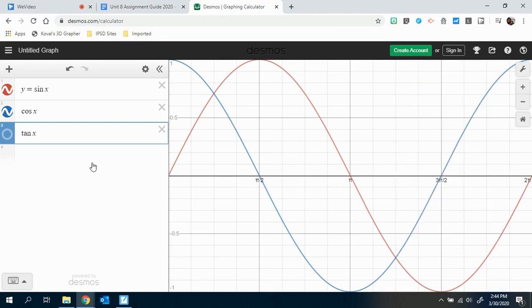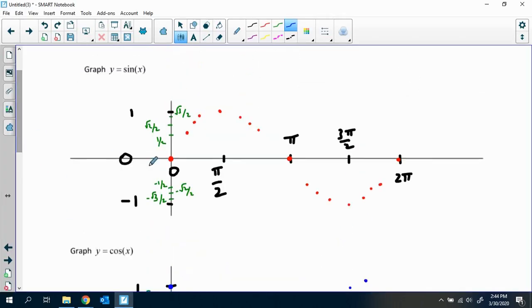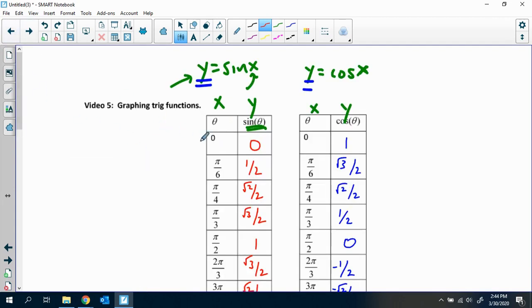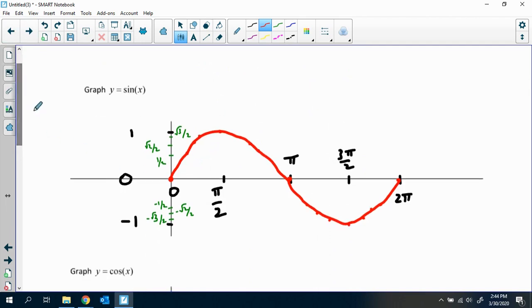If I graphed one period of this and I look at y equals sine of x, it looks a lot like what the dots look like. So basically, in order to graph this, I would just connect the dots. And then I have a pretty good sketch of what sine of x looks like. Now, do I need to plot every single one of these points every time? No, I need to know what the general form looks like.